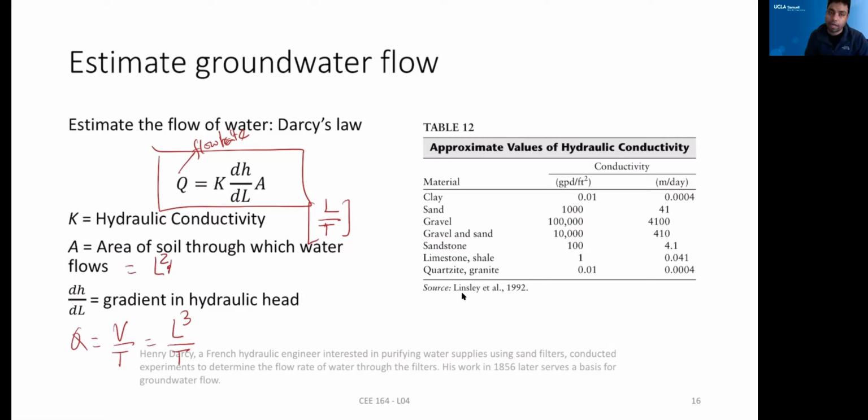And dH over dl, which is the hydraulic gradient, is how far the head drops per unit distance. As you see, h is the height, or the length scale. dl is also a length scale, so that means this will be L over L, which will be dimensionless. Okay.